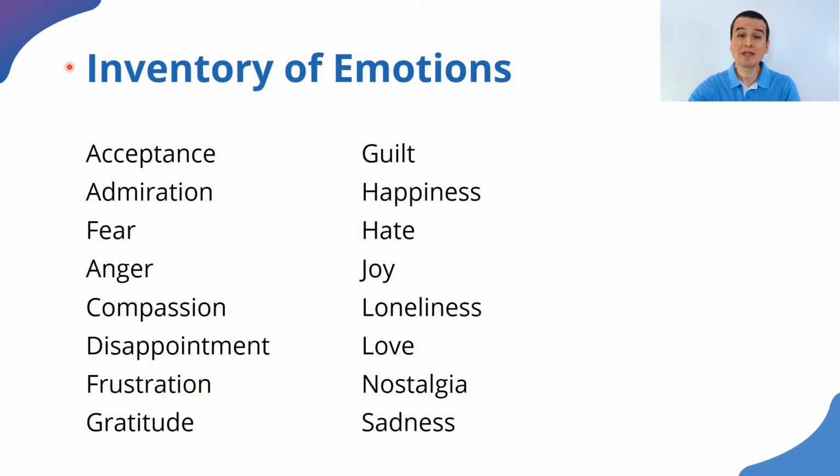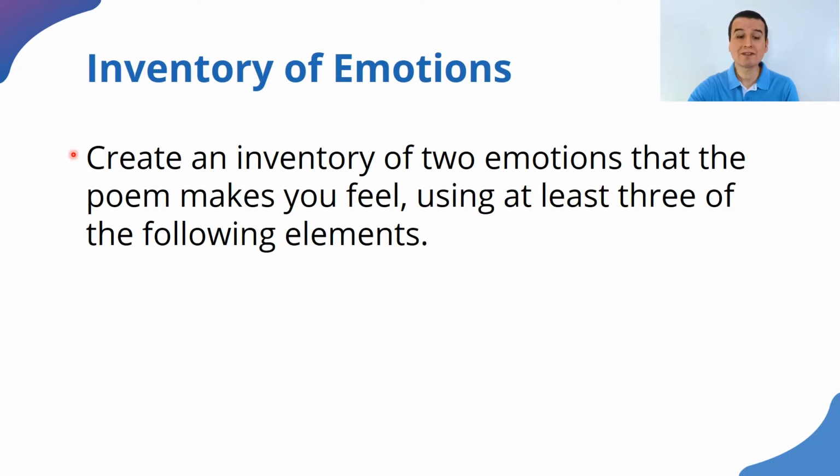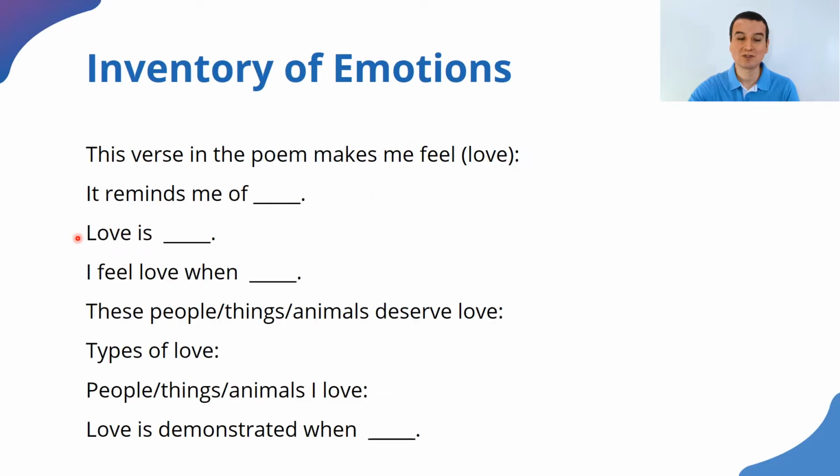The idea is that we create, listen to the instructions, an inventory of 2 emotions that the poem makes you feel using at least 3 of the following elements. So I have some kind of outline that you could use for your inventory of emotions, and you can use at least 3, but it could be more than these, okay? So you think of an emotion and what it makes you feel, etc. Let me walk you through this outline for your inventory of emotions, and then you can just choose as many as you like of this, and you choose 2 emotions to describe them.